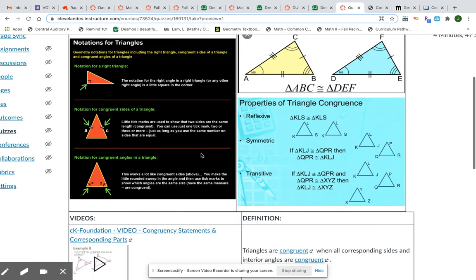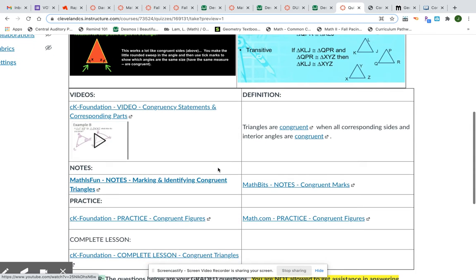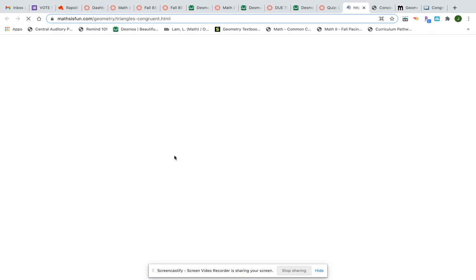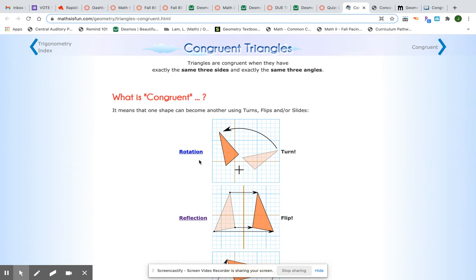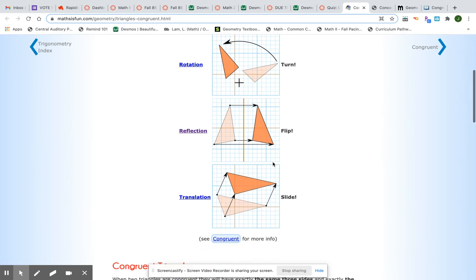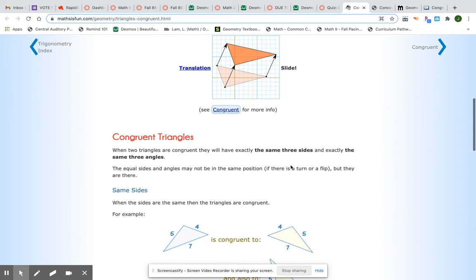All right, triangles are congruent. You can click there to get a definition of congruent. It says equal in size and shape when all corresponding sides and interior angles are in fact congruent. Equal in size and shape. You've got a video here. You've got some notes you can click on to get some more information. What is congruency? We've talked about transformations and congruent transformations in the past. You can click here for some more information on congruency.